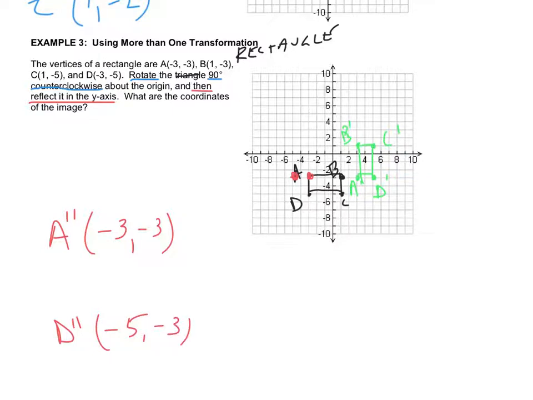If I look at B up above, it's also 3 away. So it would flip over to be here at B double prime, which is sitting at -3, 1. And C double prime is going to be sitting at -5, 1. So the image has been moved twice, and that's why these little double primes are happening, because there's the second thing that's happened to them.